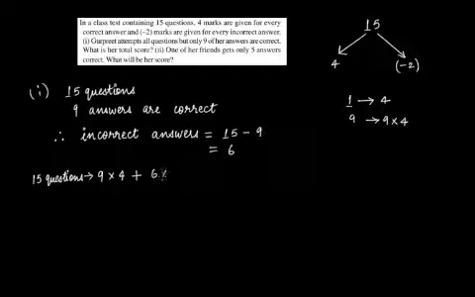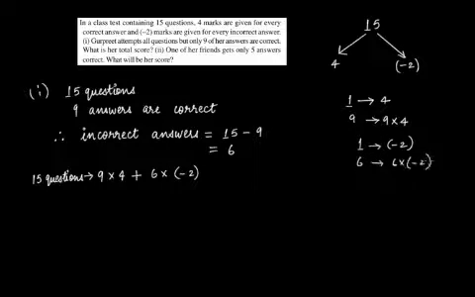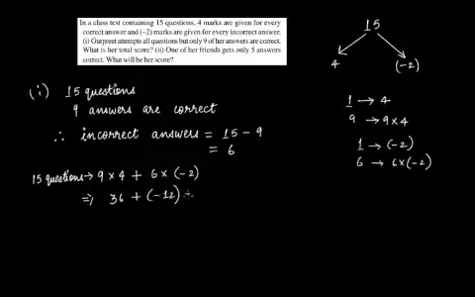so 6 times -2. Why? Because for 1 question attempted incorrectly she will be awarded -2 marks. Therefore for 6 questions attempted incorrectly she will be awarded 6 times -2. That is what we have written here. This will give you 9 times 4 is 36 plus 6 times -2 is -12, and this will give you 36 minus 12, and the answer will be 24, right? So 24 will be her total score.